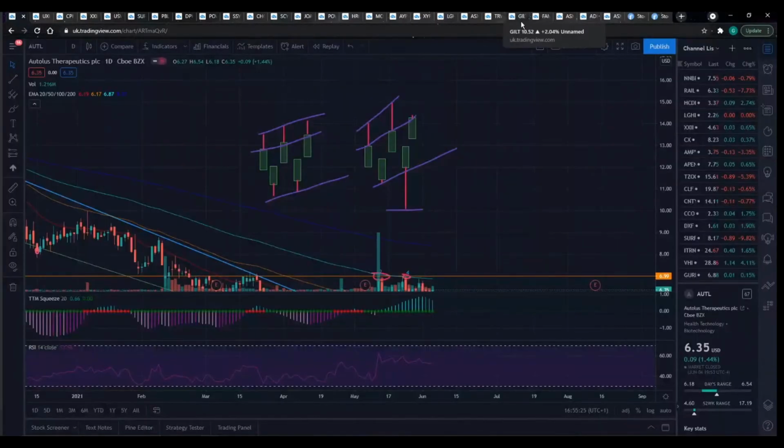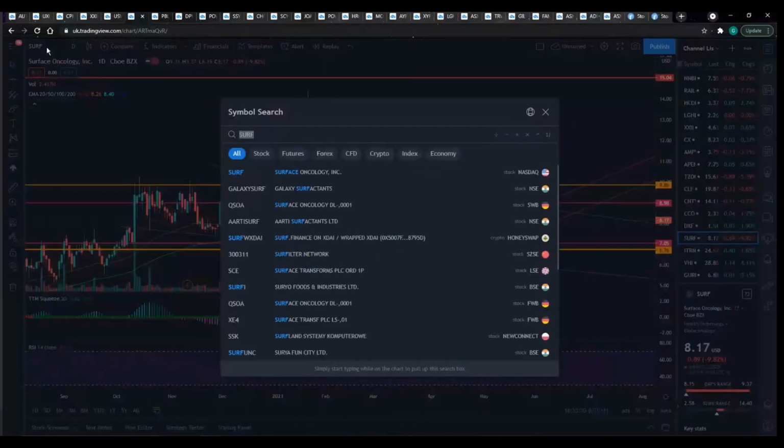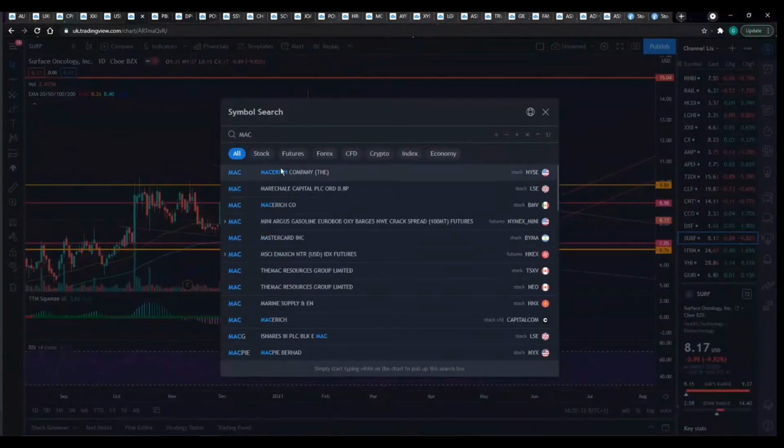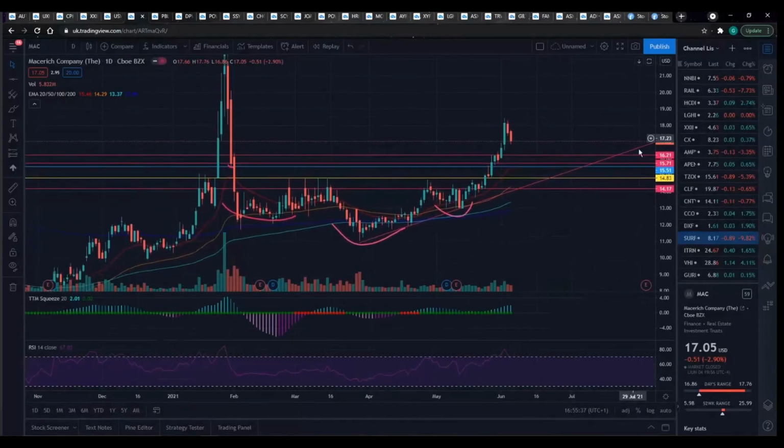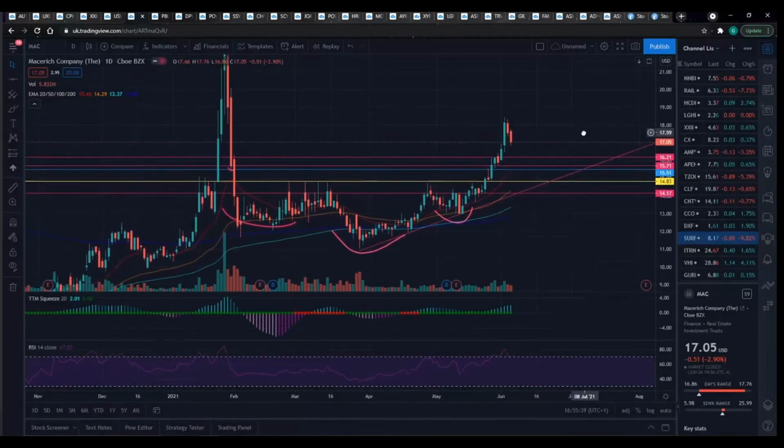Which brings me on to the plays themselves. And I've deleted the chart I was going to show you. So I'll go through MAC, which I've played. And this is proof that it doesn't matter if the stock is 30 cents, 50 cents, or $15. You can still make the same percentages.